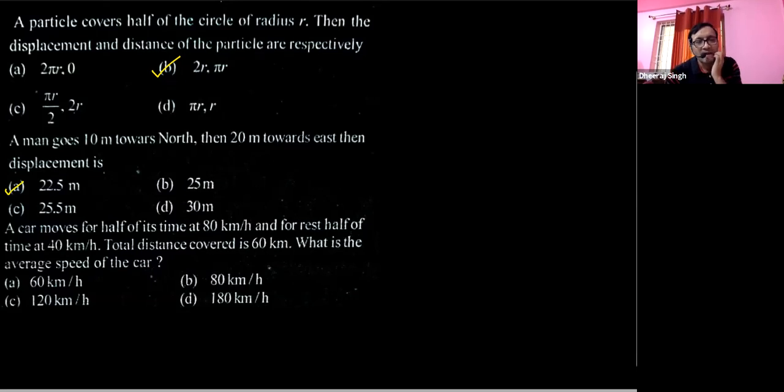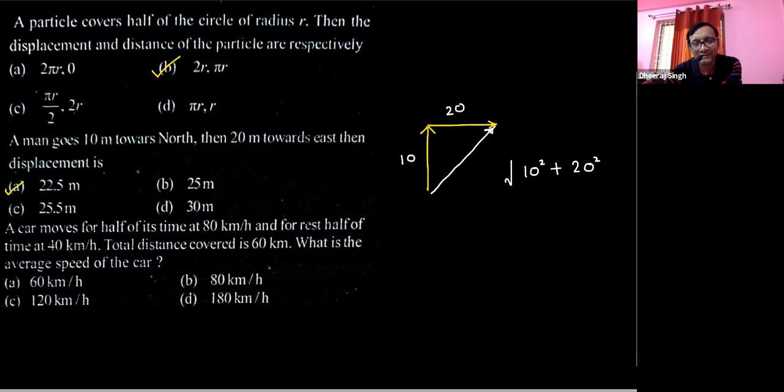Okay, how to solve this one? Person goes 10 meter north, let's say like this, 20 meter to the east. This is 10, this is 20. Displacement will be this much. So that is root over, this is not motion in 1D. It's like a combination of two motions, both in a straight line. Actually, this question should not be there, but it's fine. So this is 10 root 5. Okay, this is the answer.